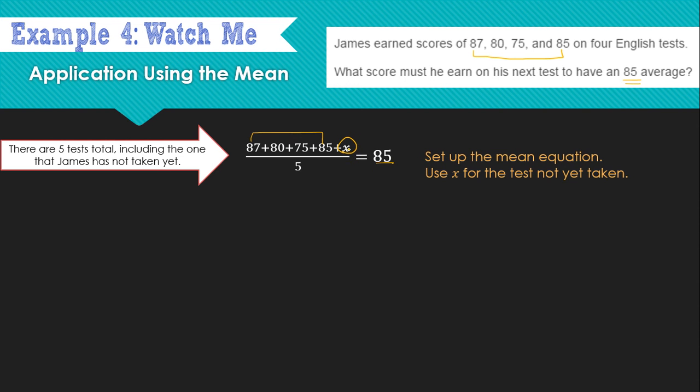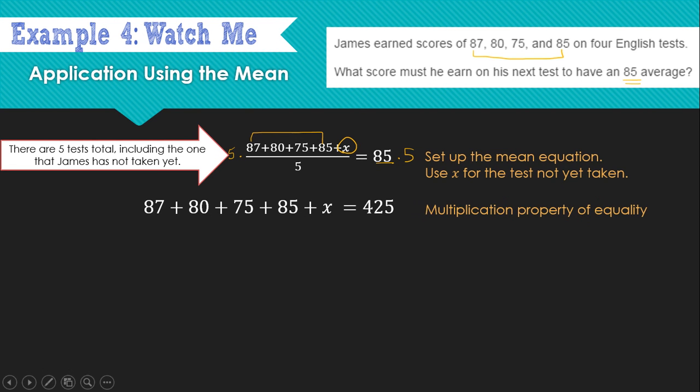So I want to know, what does my next test score have to be in order to get an average of 85? The first thing we're going to do is get rid of this denominator of 5 by multiplying both sides by 5. When I do that, those 5's cancel. I've eliminated that denominator. I undid division by multiplying both sides. It's the multiplication property of equality. And this is what I'm left with: 87 plus 80 plus 75 plus 85 plus X equals 425.